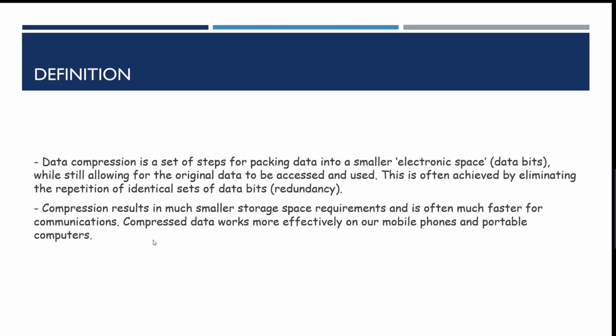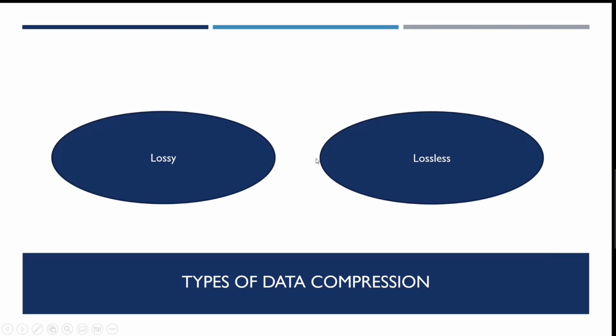Compression results in a much smaller storage space, and therefore it uses up less bandwidth when transmitting over the network, and that causes faster communication. Compressed data often is more effective on our mobile phones and portable computers as they have less storage capacity than PCs. There are two types of data compression, lossy and lossless compression.